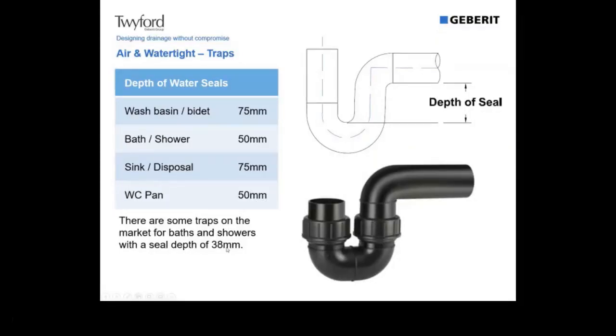Now, we're seeing more and more occasions where baths or showers are coming across from Europe with a 38 mil seal on the underside, because that's a requirement within mainland Europe. However, System 3 requires them to have 50 mil, so they do need to have a 50 mil depth underneath them.